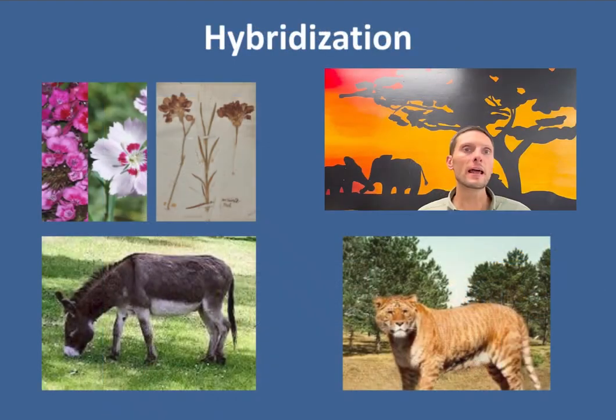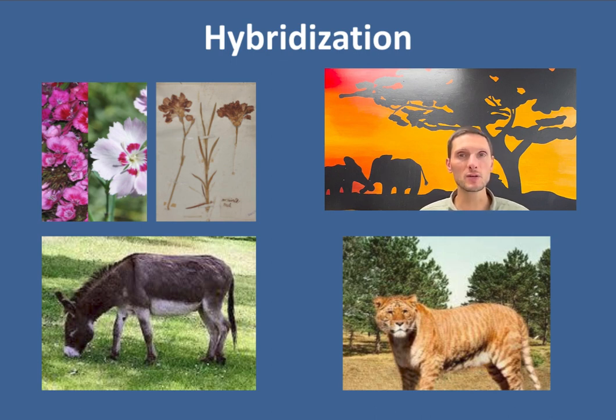sympatrically. So what happens if two different species are actually able to reproduce? What happens in that situation? It typically, well, not typically, but sometimes can produce a hybrid. And this would be the crossbreeding of members of different species. Typically, it's done deliberately by humans. And some examples would be a mule, which is a cross between a horse and a donkey.